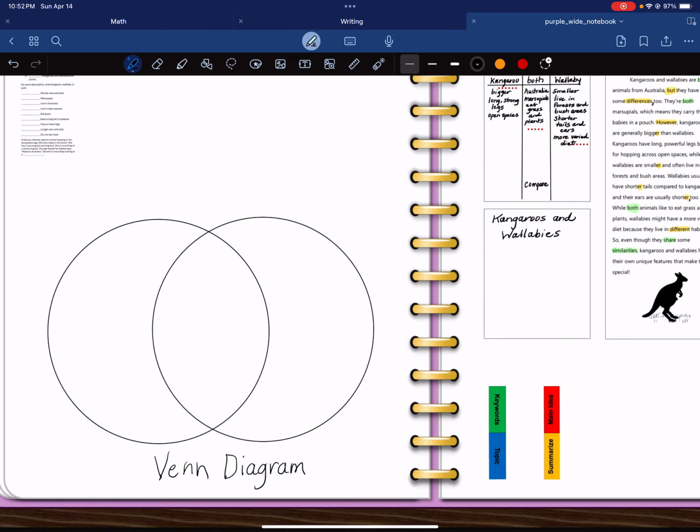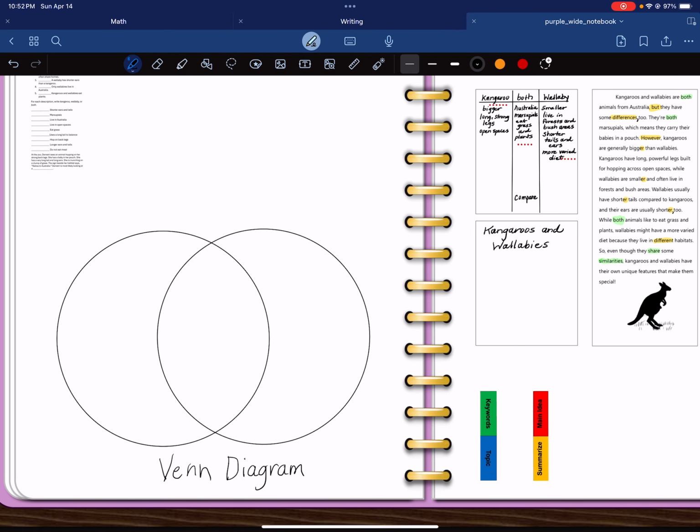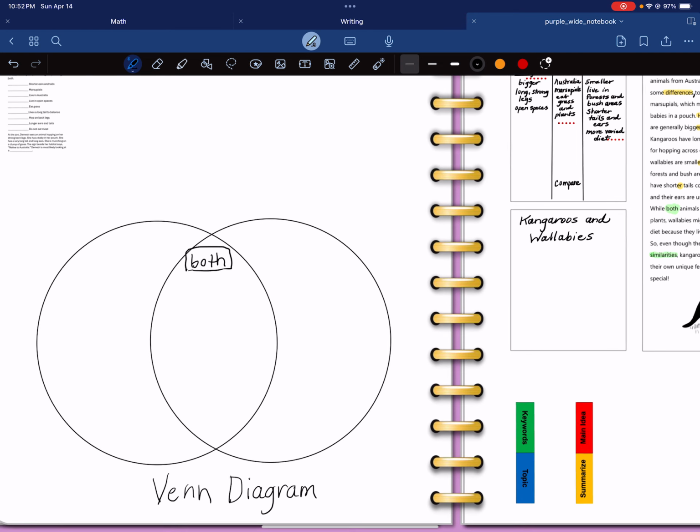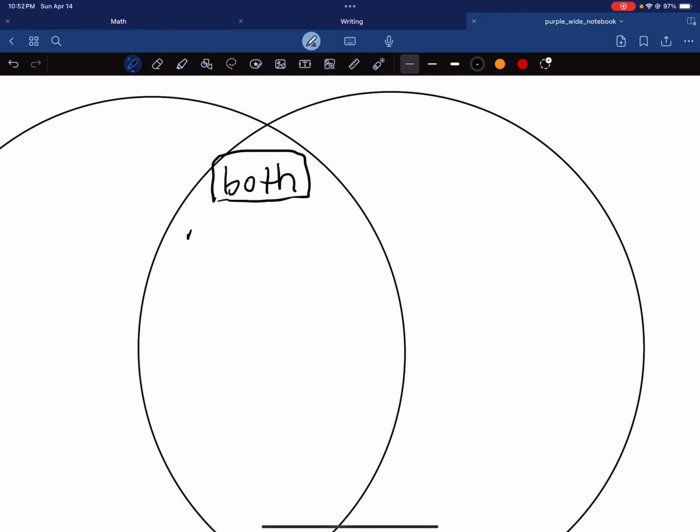So using what we know about kangaroos and wallabies, I want to first of all fill in things that the two animals have in common. And that's going to go here where the circles overlap. So the passage told us that both animals are native to Australia. Another word that fits that would be indigenous. Both are indigenous to Australia. Let me just use that word because it's a word that you see sometimes on science tests.